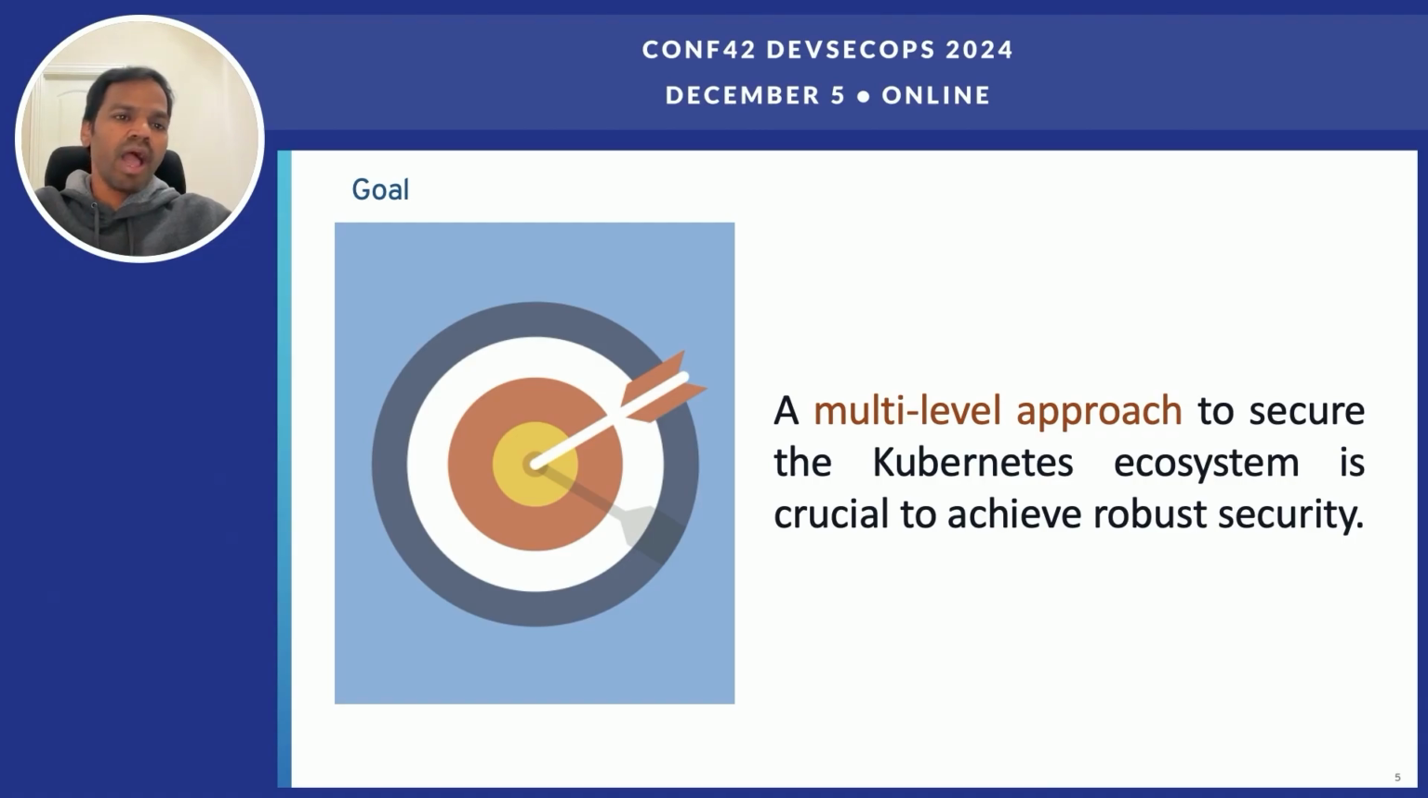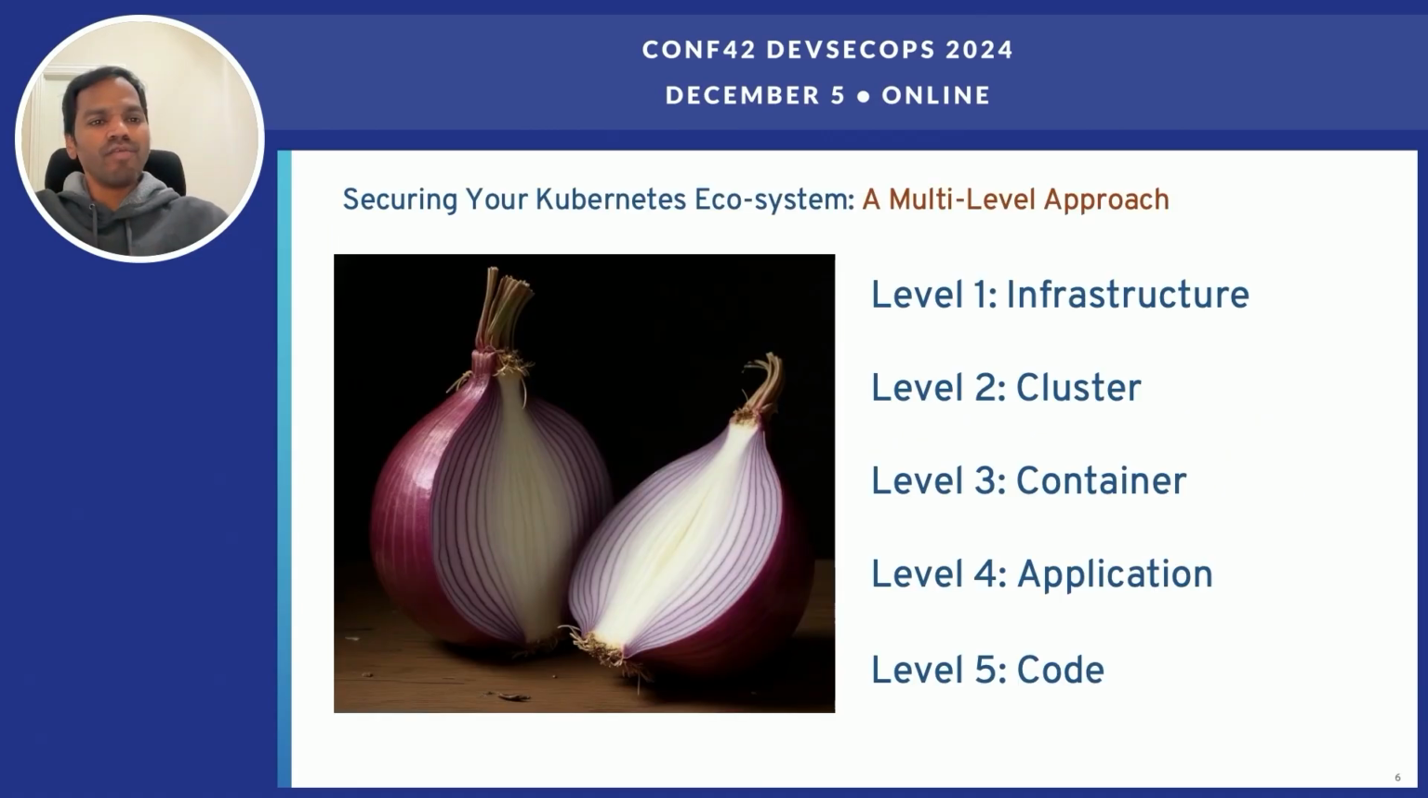Let's stay alert. Our goal is to provide a multi-level approach to secure the Kubernetes ecosystem, ensuring robust security at every level. We will explore multiple levels of security. It is like onion layers, applying security at each level. So let's say level 1 with infrastructure, then level 2 at cluster, then applying security at the container level, then the application layer, and finally the code level.